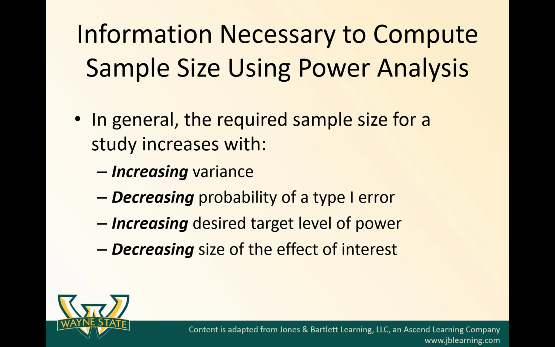So in general, the required sample size for a study increases with increasing variance. So if you have increased variability within your group, you're going to need more subjects in order to detect that true effect. Your sample size will increase with decreasing probability of a type 1 error, and your sample size will increase with increasing desired target level of power, and will increase with decreasing size of the effect of interest.